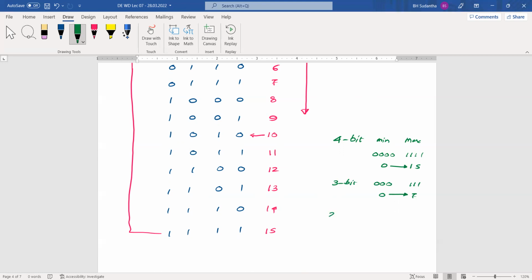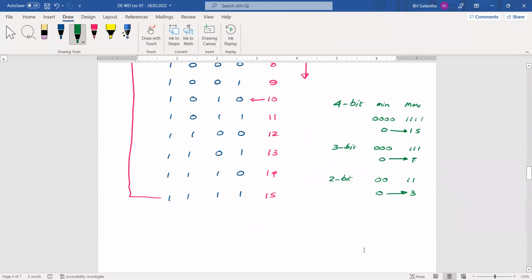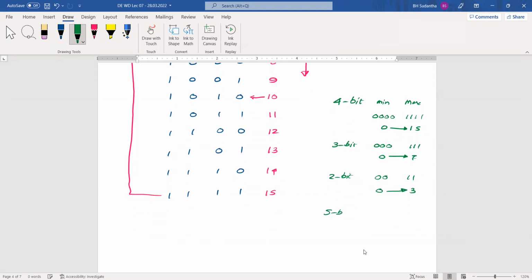When you say 2-bit count, minimum is 0, 0, maximum is 1, 1. 0 to 3, including 0 and 3, all 4 stages are there. What about if you have 5-bit? It's 0, 0, 0, 0, 0 to 1, 1, 1, 1, 1. Then this is 0 to, what's the number here? It should be 31. 0 to 31.